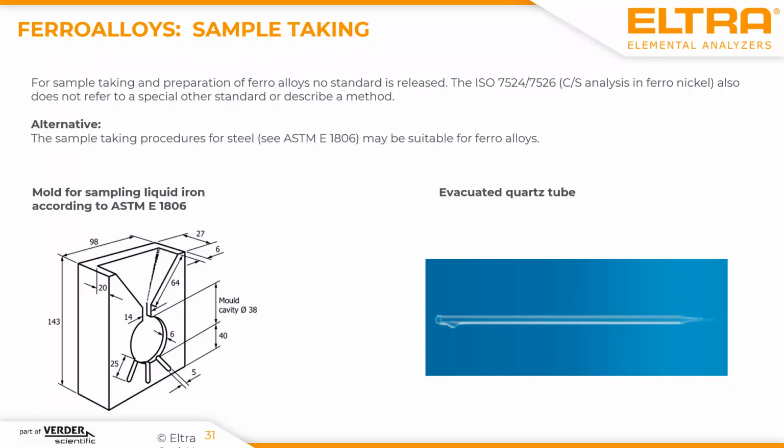Another technique could just also be straightforward. It could mean that you use an evacuated quartz tube, which is holding in the mold of the ferroalloys, and then the liquid is sucked into the quartz tube, and then you also have a sample of ferroalloy, which could be used for CS and ONH analysis.